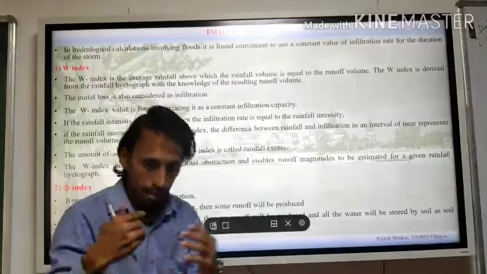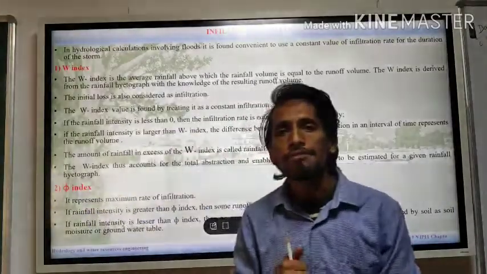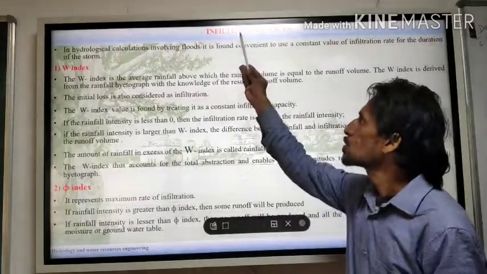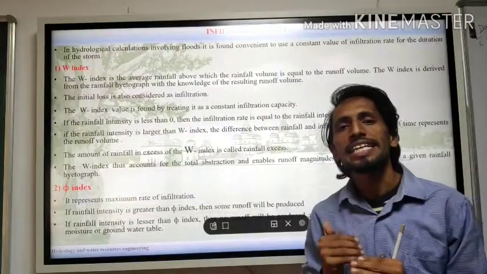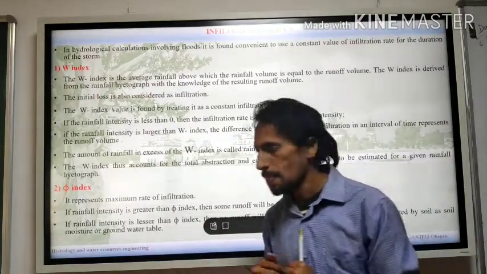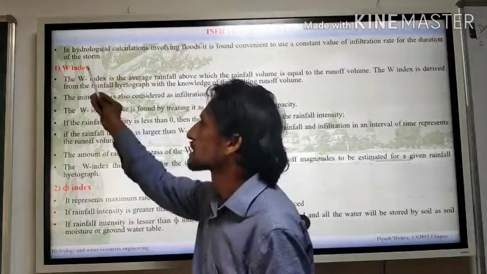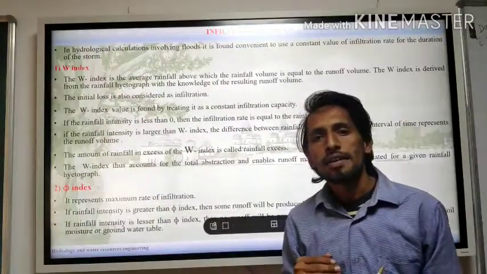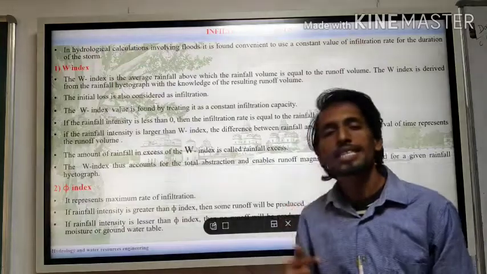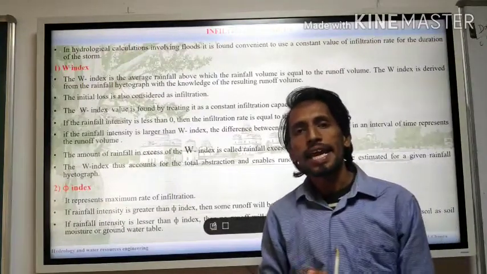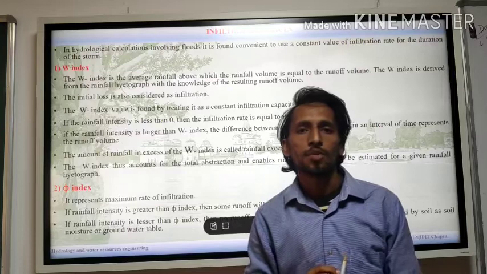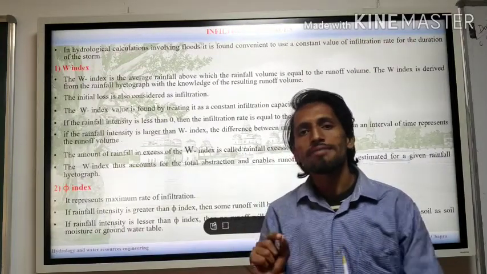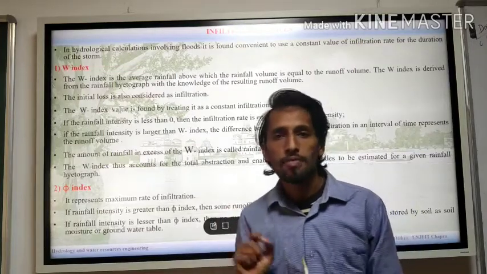Now we are coming to that point, infiltration capacities. Those capacities are also called infiltration indices or index. So the first kind of index is W index, and the second index is phi index. So what are these indices? These are nothing but infiltration capacities. Okay, the values of infiltration rate which have some limiting value or maximum value.